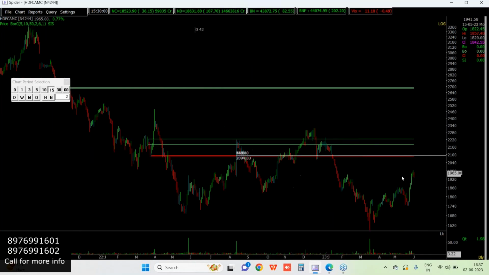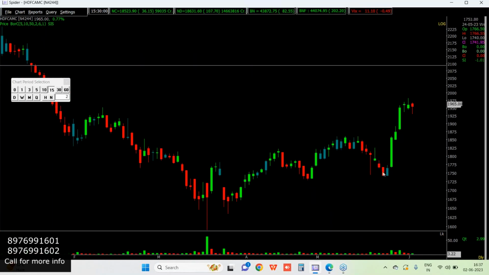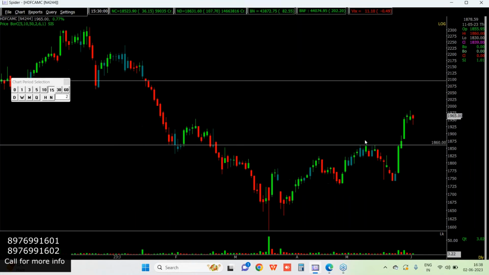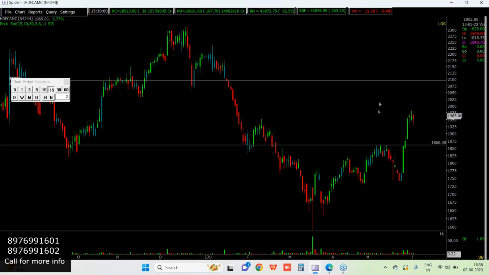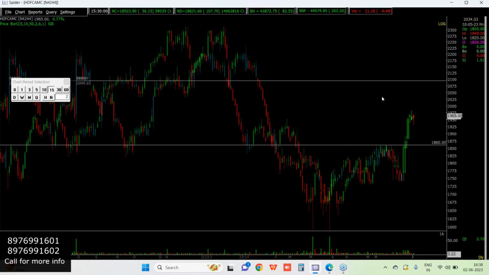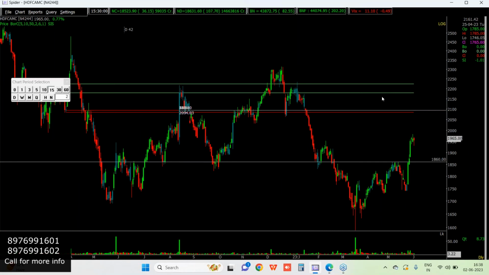Whenever you go to support, and from that area you can see this is a pure reversal. If I am trading over here, definitely this will be my entry point, and at the same time you are getting a breakout as well. So this will move at least to 2100. There is a very high chance that it will move to 2100.